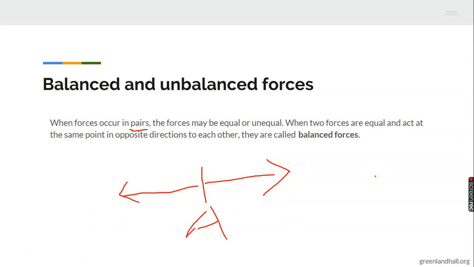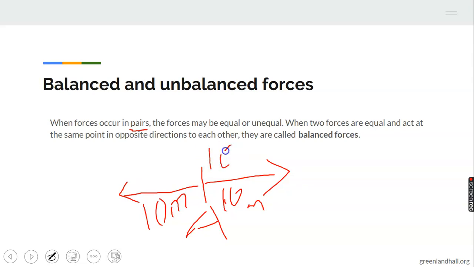So when forces occur in pairs, the forces may be equal or unequal. When the two forces are equal and act at the same point in opposite directions, just like you have here, they are called balanced. Like this one now, maybe the distance from here to here is 10 meters, and the distance from here to here is 10 meters. So definitely they are equal, and maybe their weights, this one is 10 Newton and this one is 10 Newton.